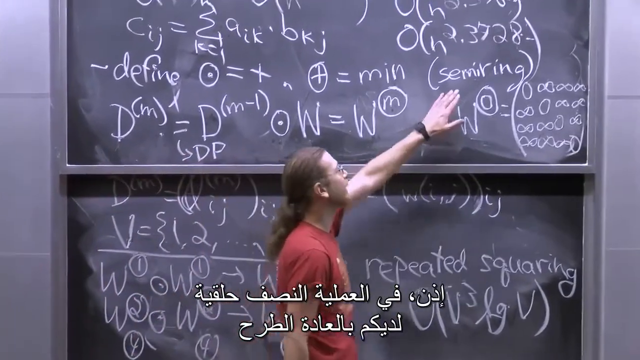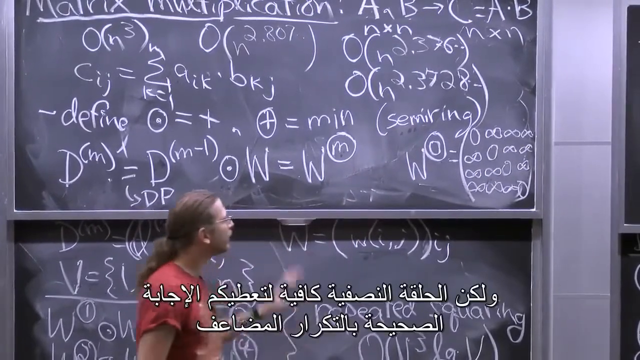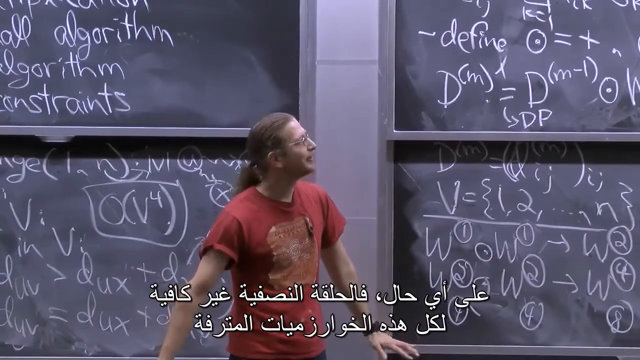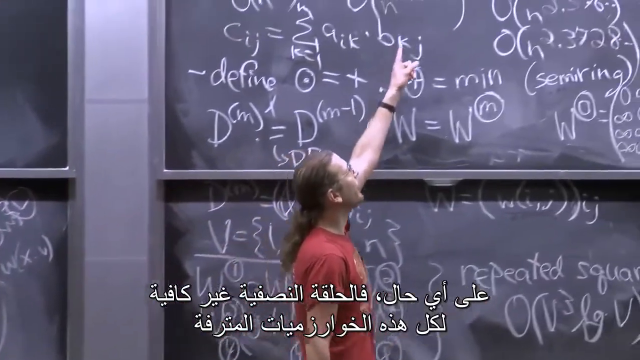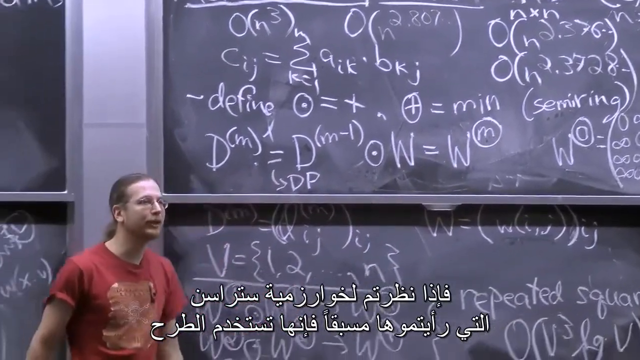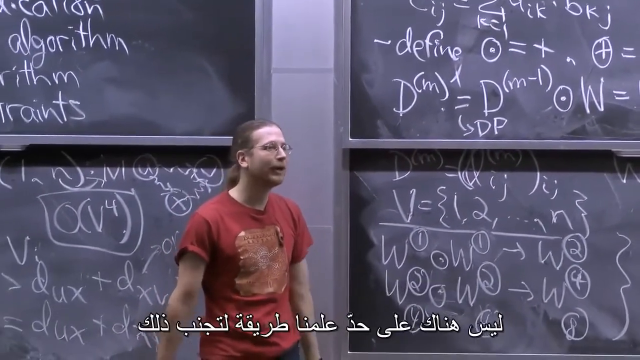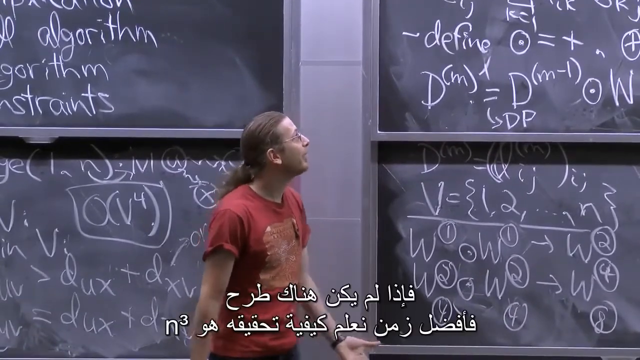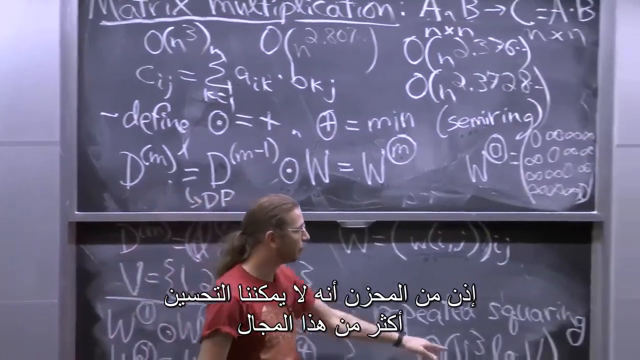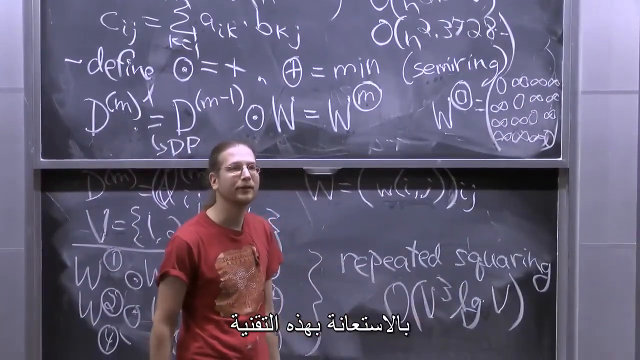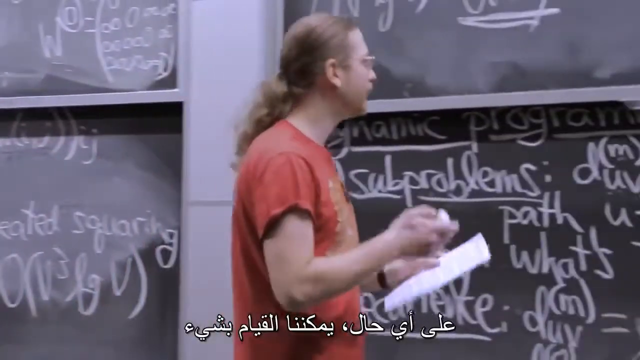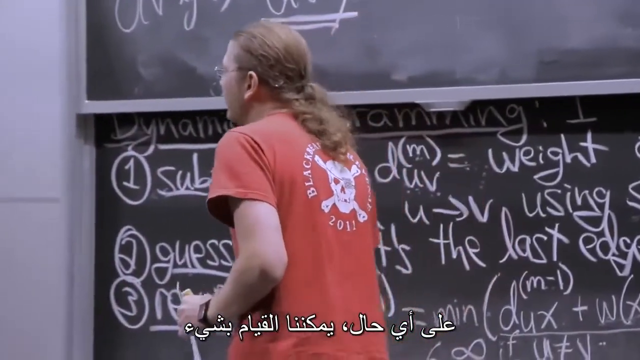So that's the semi-ring. Normally you have a minus. But semi-ring is enough for the repeated squaring to give you the right answer. However, semi-ring is not enough for all these fancy algorithms. So if you look at Strassen's algorithm, the one you've seen, it uses minus. There's no way to get around that as far as we know. So if you have no minus, n cubed is the best we know how to do. So sadly, we cannot improve beyond this with this technique. Sucks, but that's life. However, we can do something.